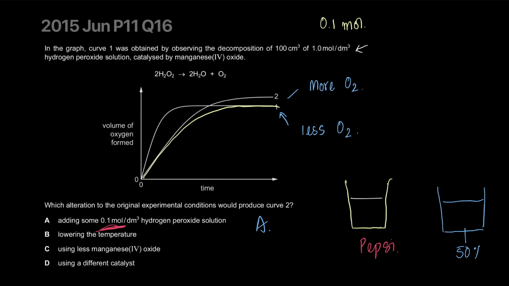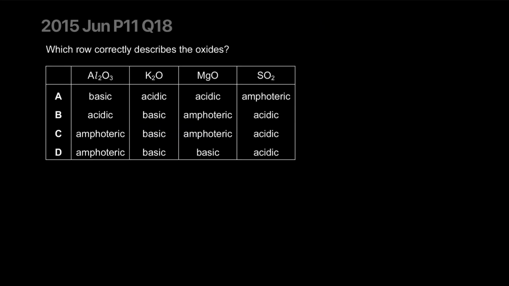Using less manganese oxide should give you something similar to this because it would slow down the rate, not produce more oxygen. Using a different catalyst, well, that would still not change the height. I don't know. Maybe if it's a really good catalyst, it might bring the graph on this side, or maybe somewhere on this side, we don't know. But yeah, let's move on.